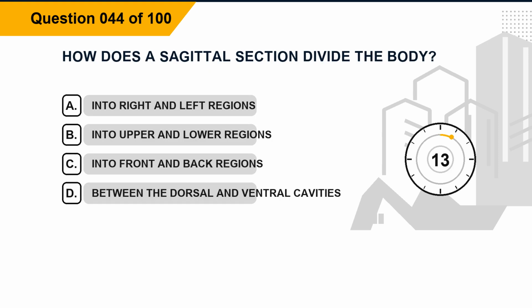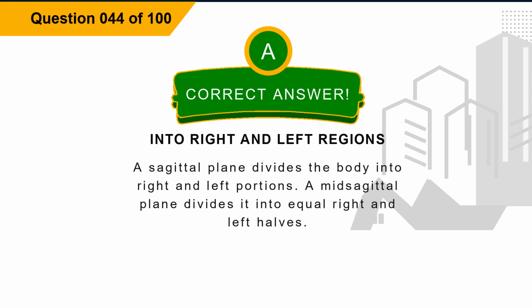Question 44. How does a sagittal section divide the body? Option A, into right and left regions. Option B, into upper and lower regions. Option C, into front and back regions. Option D, between the dorsal and ventral cavities. The correct answer is option A, into right and left regions. Explanation. A sagittal plane divides the body into right and left portions. A mid-sagittal plane divides it into equal right and left halves.